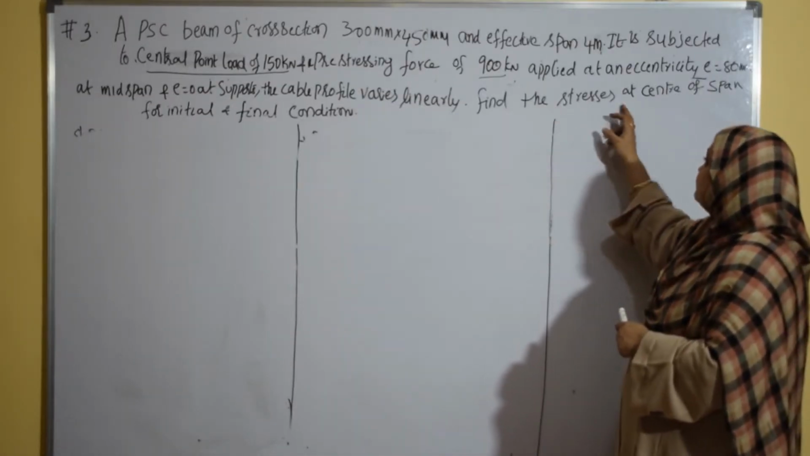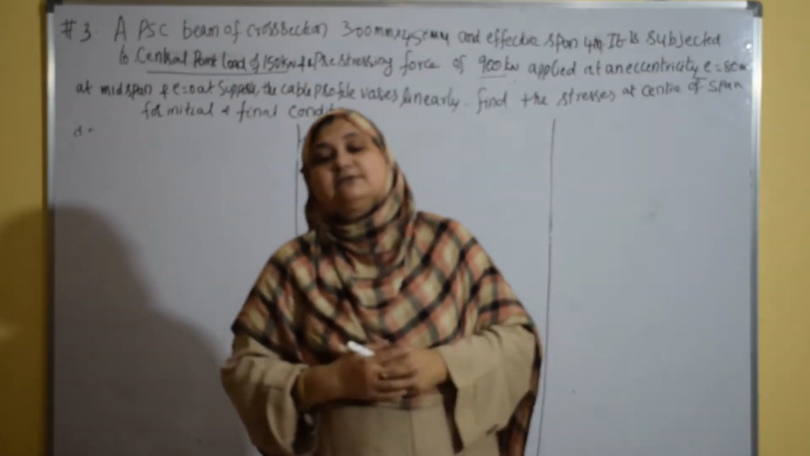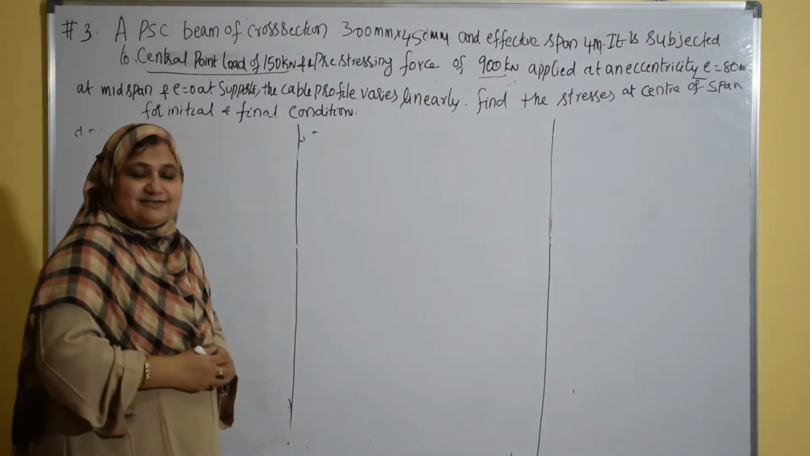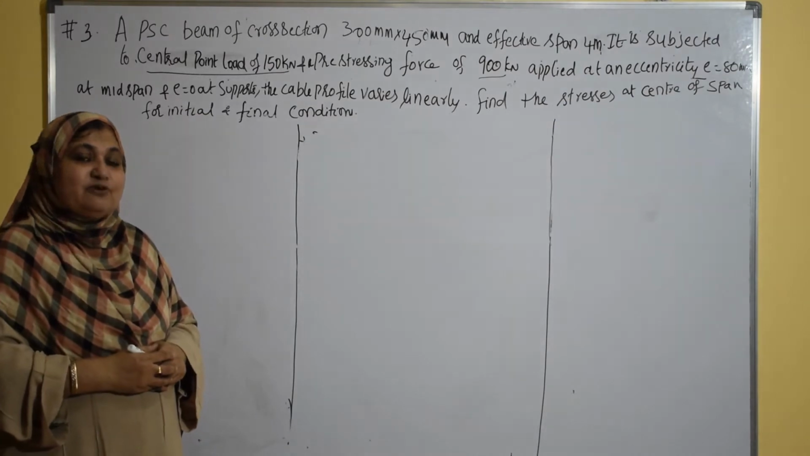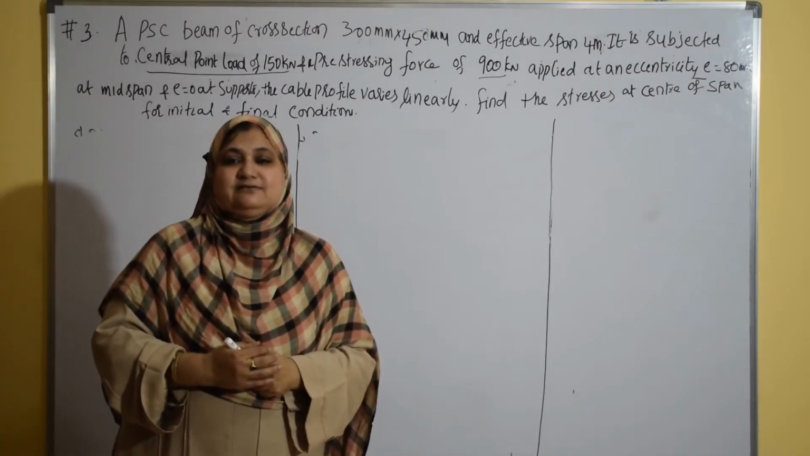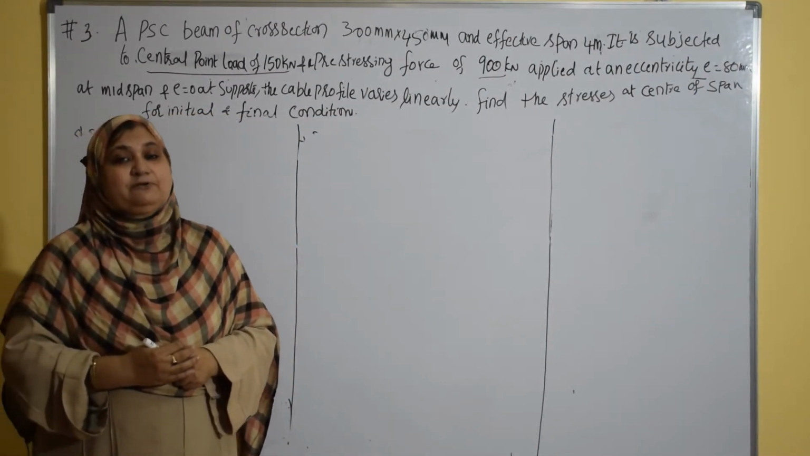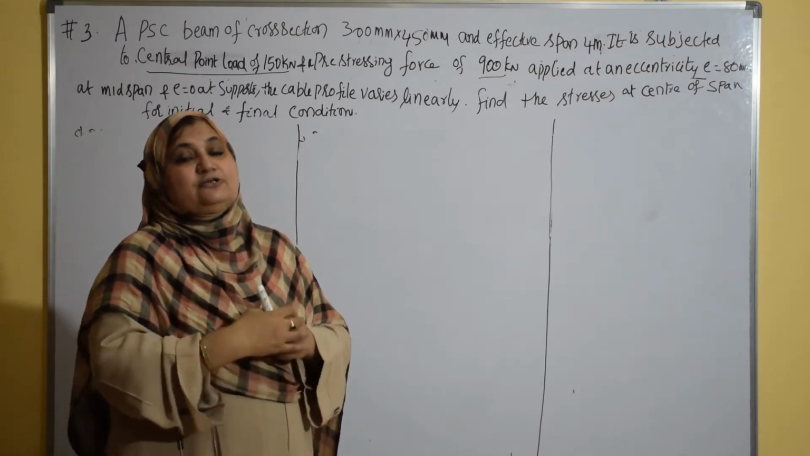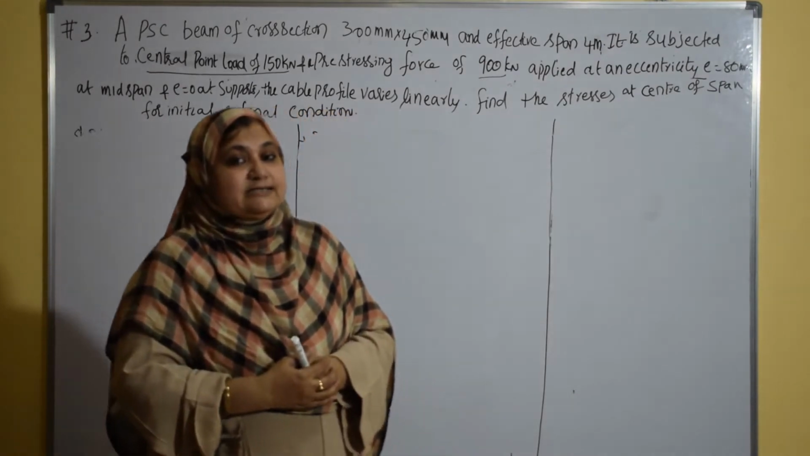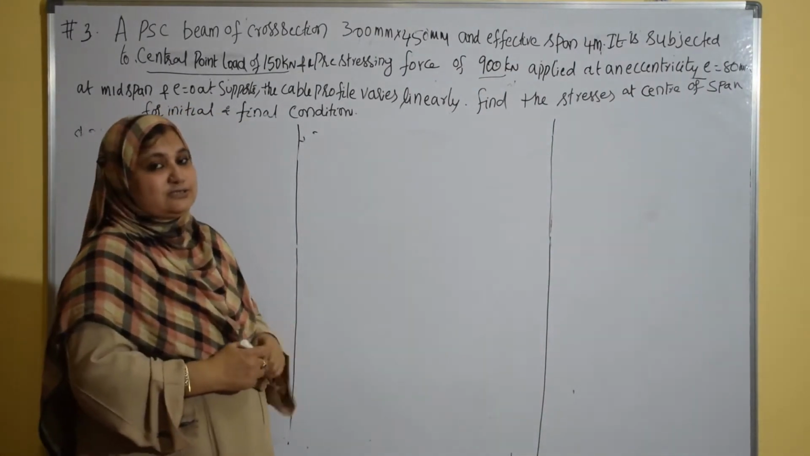Find the stresses at the center of the span for initial and final condition. That is the analysis of the beam. Finding the stresses at the center of the span for both initial and final conditions is the analysis in the case of pre-stressed beams. How much stress is getting developed due to the dead load and due to the live load along with the pre-stressing force. Fine. So let us see what is the difference between this eccentricity and a constant eccentricity.